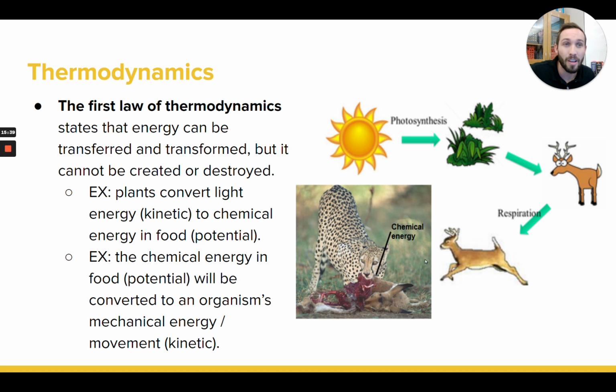And then another question would be, okay, what happens to that energy after it is being used to frolic through the meadow? That energy does go somewhere. So I'll talk about that in a second here.